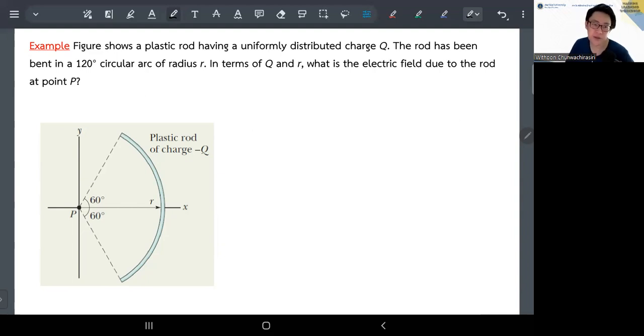Figure shows a plastic rod having a uniformly distributed charge Q. Once again, it's negative. The rod has been bent in a 120-degree circular arc of radius R. In terms of Q and R, what is the electric field due to the rod at point P? All right, want to give it a shot and see how it goes?